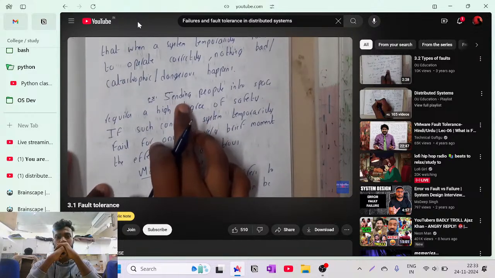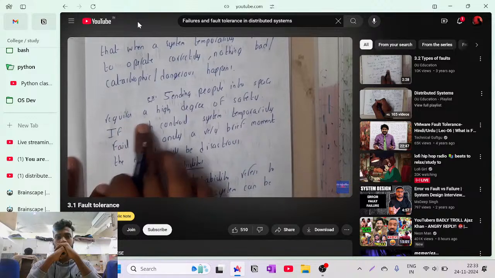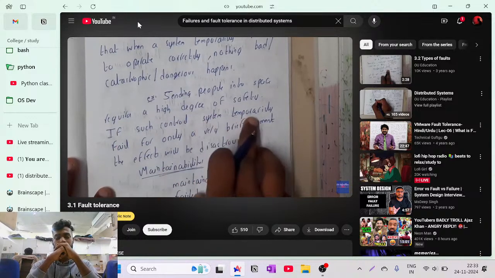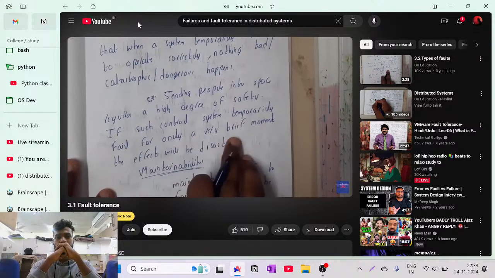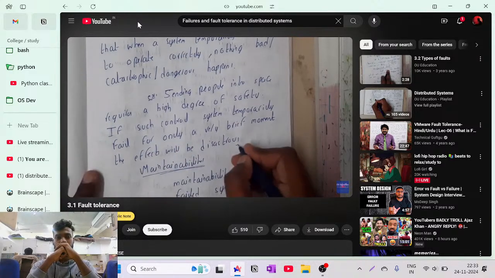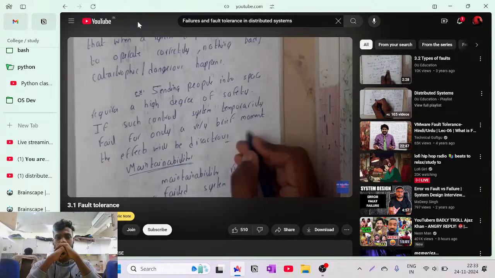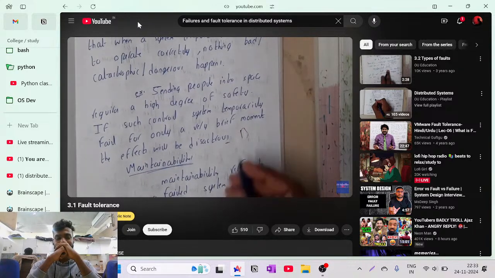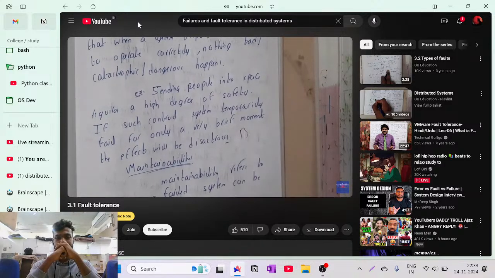Sending people into space requires a high degree of safety. If such a control system temporarily fails for only a very brief moment, the effects will be disastrous. Assume that NASA or some other space stations are sending rockets. They will be keeping a countdown, right? Even a second late or a second of delay, the rocket might not go and there could be various issues, guys. That is the reason why they'll be using real-time operating systems.